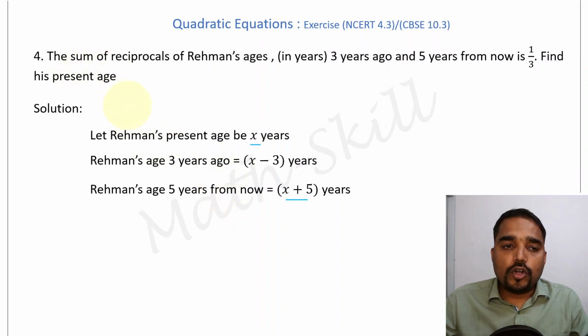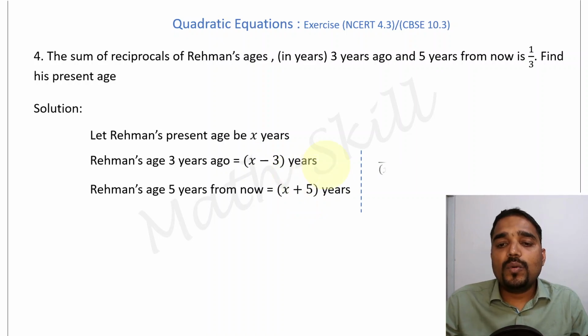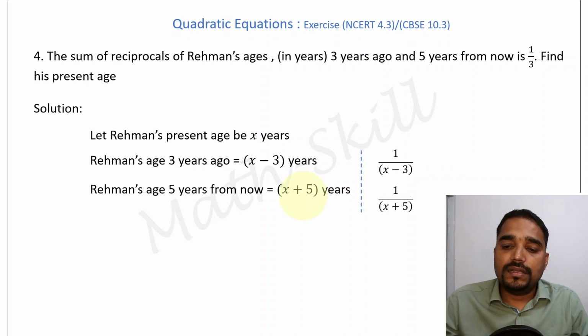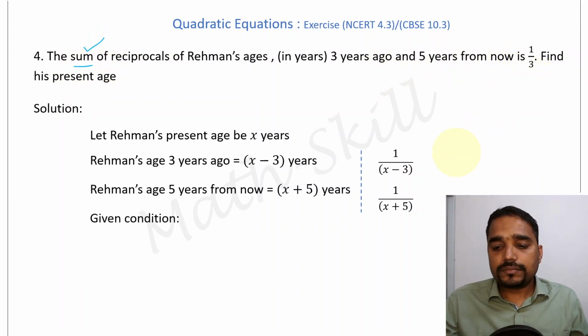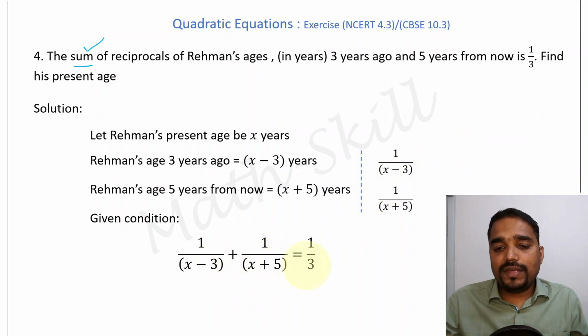Now, in order to build the condition, we will have to find the reciprocals of the ages x minus 3 and x plus 5. The reciprocal of x minus 3 would be 1 divided by x minus 3. Similarly, the reciprocal of x plus 5 is 1 divided by x plus 5. Now, these reciprocals we will have to add and equate to 1 by 3. That is, 1 divided by x minus 3 plus 1 divided by x plus 5 is equal to 1 divided by 3.